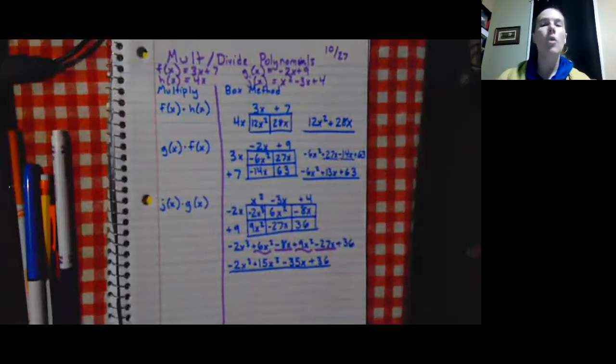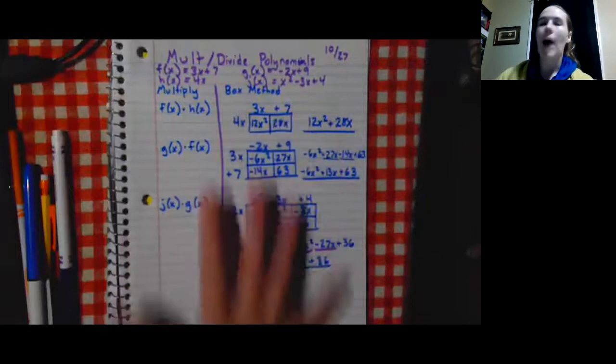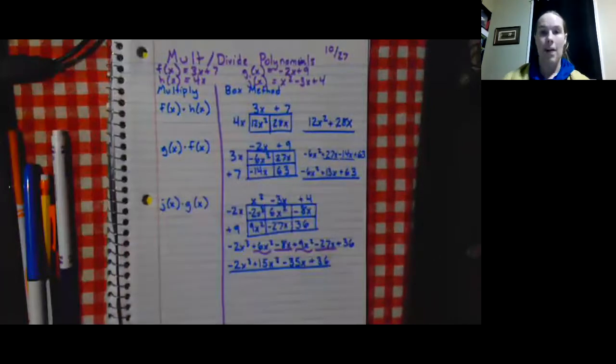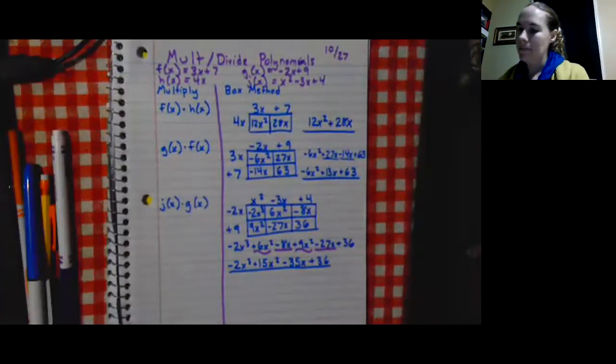So whenever you do multiplication, this box method will always help you and you will never fail. If you do FOIL, you do not want to mix up and forget about those middle terms.